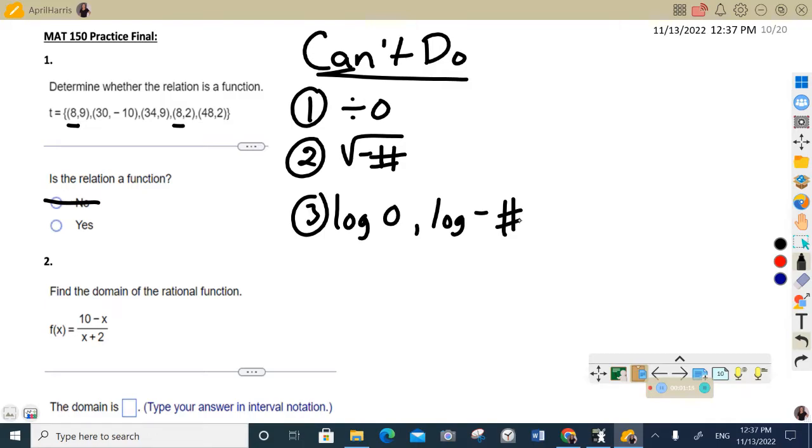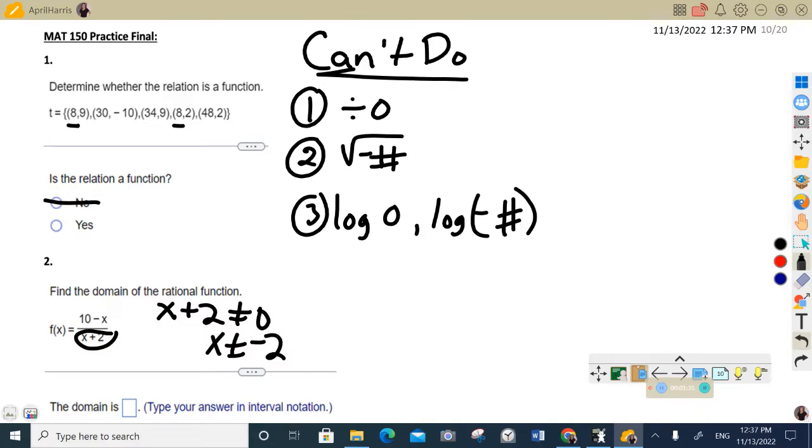Okay, so in our problem in number 2, we don't have a log, we don't have a square root, but we do have divide. So we can't divide by 0. So we need x plus 2 to not be 0. If you subtract 2 from both sides, that means that x cannot be negative 2, because when x is negative 2, negative 2 plus 2 is 0, you have to divide by 0.